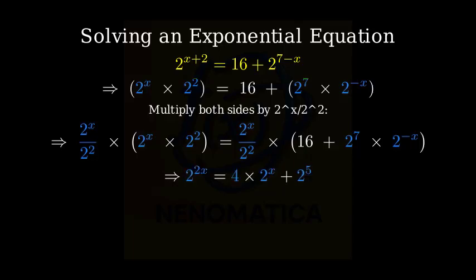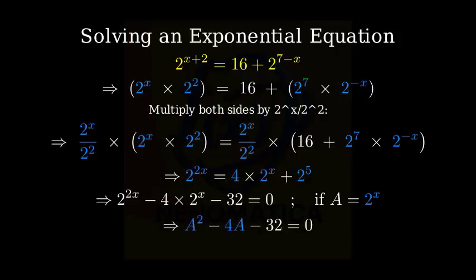Now we can simplify. On the left side, 2 to the x times 2 squared divided by 2 squared equals 2 to the 2x. On the right side, we distribute and get 4 times 2 to the x plus 2 to the 5. Rearranging the equation, we get 2 to the 2x minus 4 times 2 to the x minus 32 equals 0. Let's substitute a equals 2 to the power of x to make this clearer.